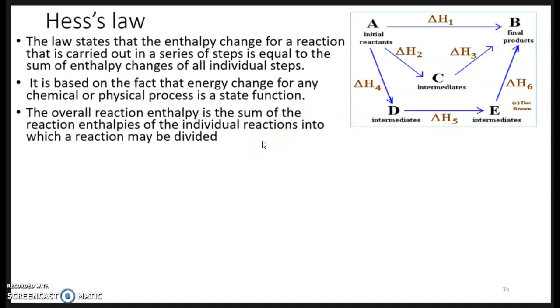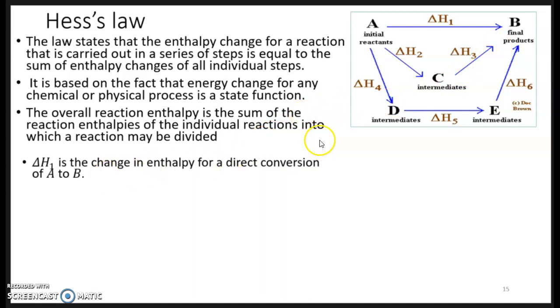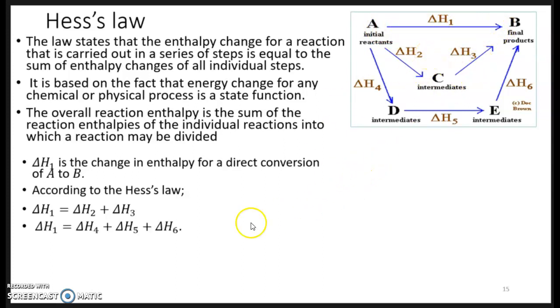According to Hess's law, the enthalpy change for a reaction is the same regardless of the number of steps. So we have that delta H1 is equal to delta H2 plus delta H3, because the final step is A to B, it's just going through C. In a similar way, delta H1 is equal to delta H4 plus delta H5 plus delta H6, because the net reaction is A to B.